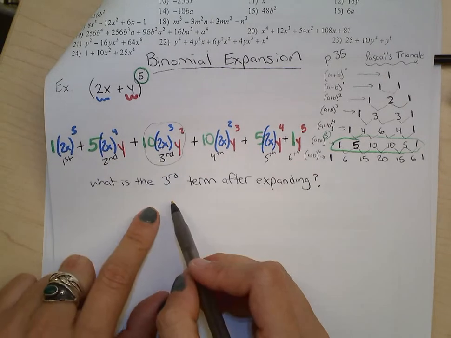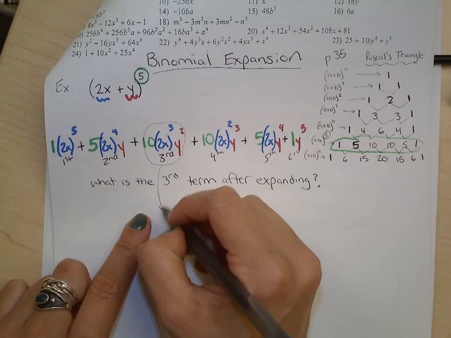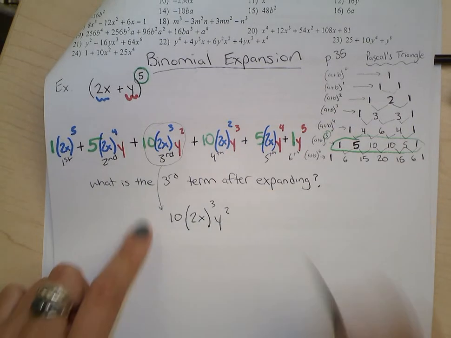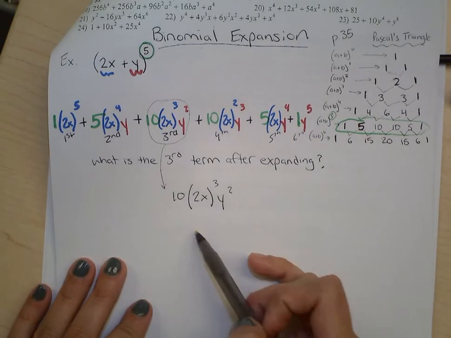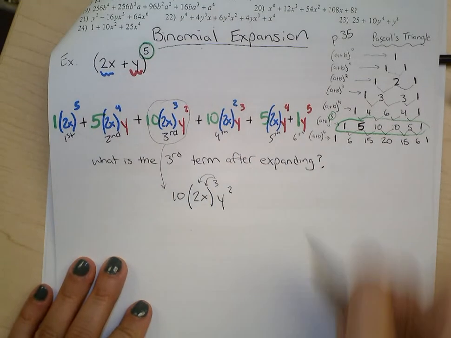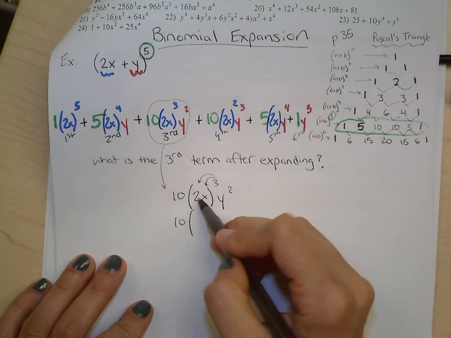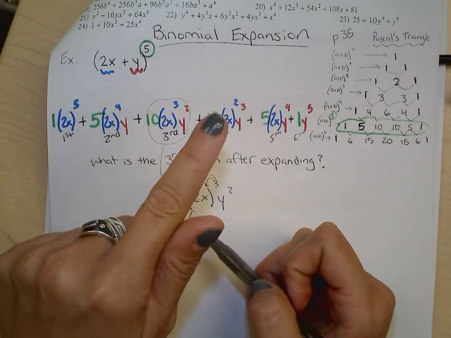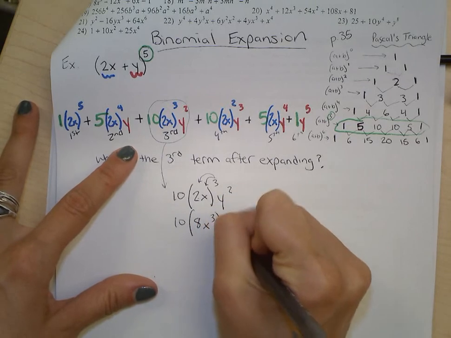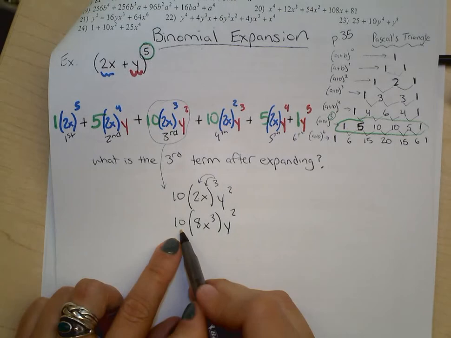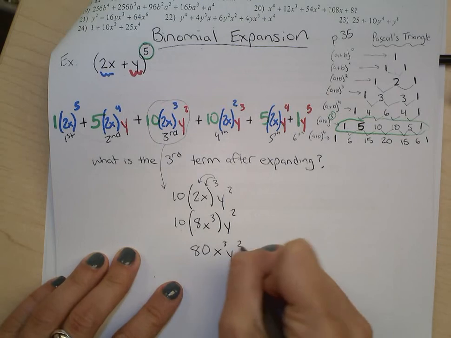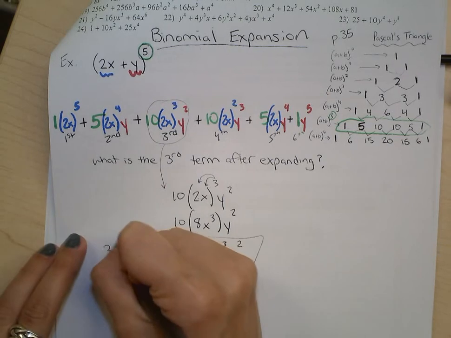So I'm going to rewrite this down here. So 10 times 2x to the 3rd power times y squared. And now I'm actually going to simplify this and figure out what my third term is. So I'm going to distribute my exponent here. So I'm going to have 10 times, let's see, 2 to the 3rd. 2 times 2 is 4. 4 times 2 is 8. So that gives me 8x cubed times y squared. And then I have 10 times 8, which is 80. So that gives me 80x cubed y squared. And that would be my third term simplified.